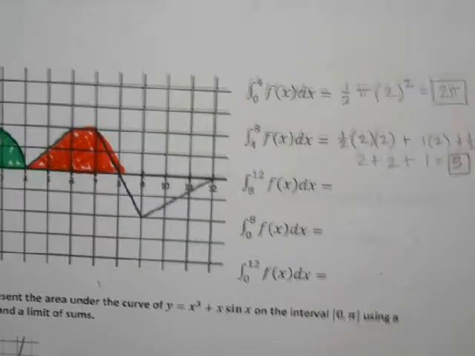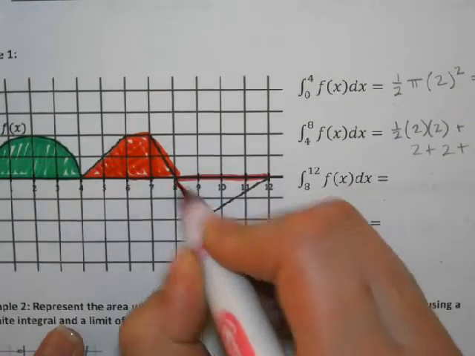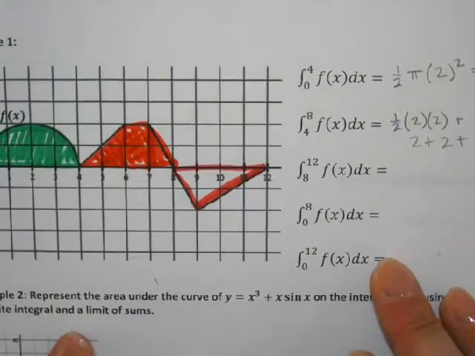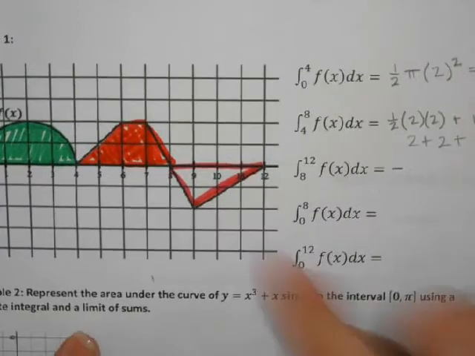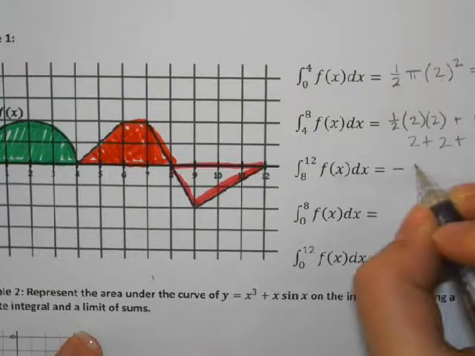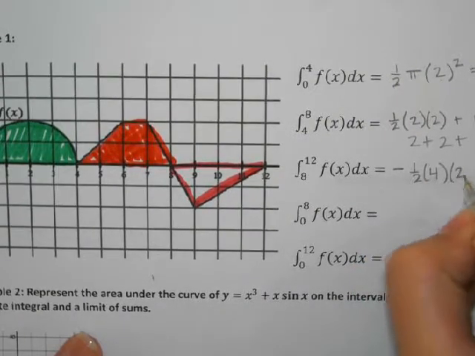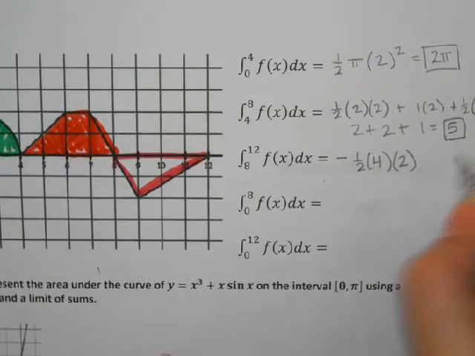Okay. And then last, we have the area underneath the curve is this triangle space right here. Now this is underneath the x-axis. So what does that mean about our area? It's negative. Okay. So I'm going to say this right here is a negative answer. We have the base, which is 4, so minus 1/2 times the base of 4 times the height of 2. Okay, so negative 1/2 times 4 times 2 is negative 4.